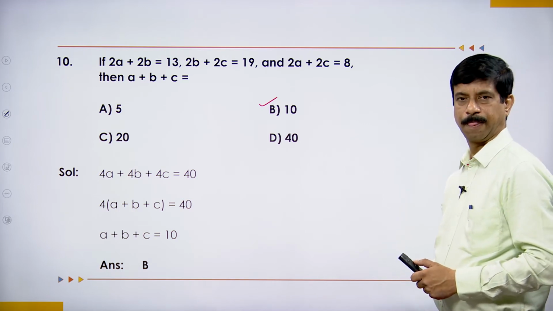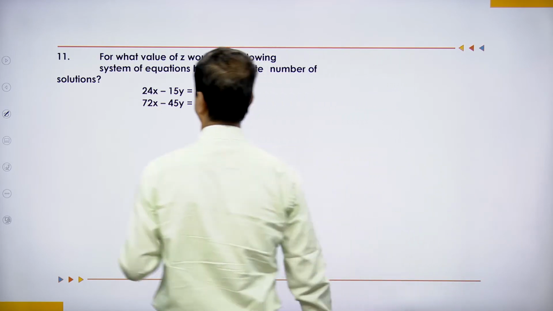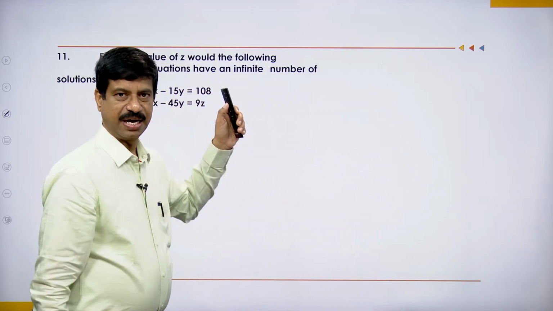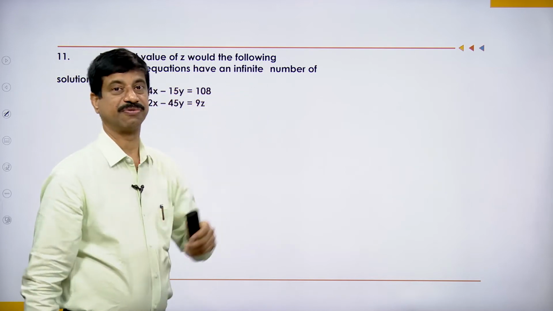Right? Okay, let's go to the next question. What is it he says? For what values of z would the following system of equations have an infinite number of solutions?